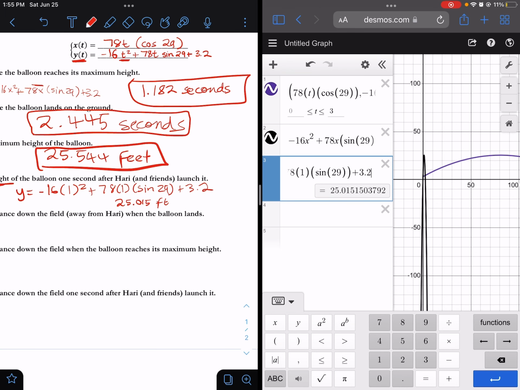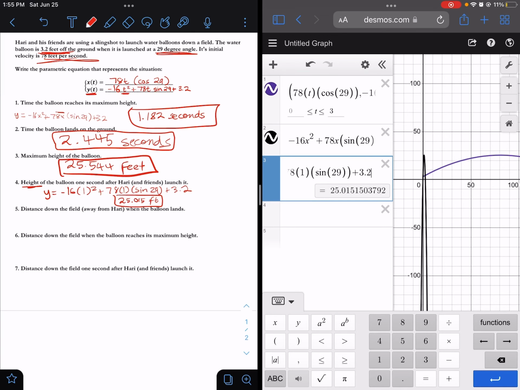There we go. And does that make sense? Yes, because the maximum height is reached at 1.182 seconds. Then if it's 1 second after, and the maximum height was 25.54, it makes sense that the height at 1 second is less than 25.54.